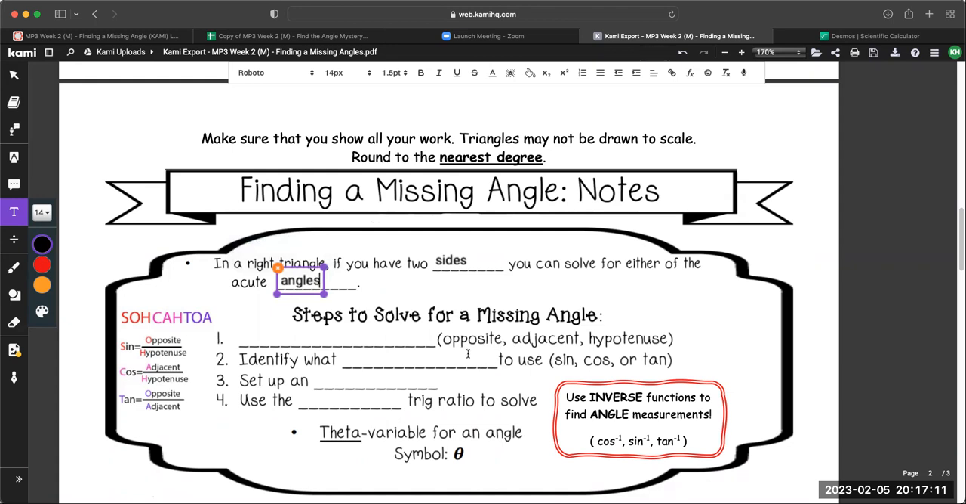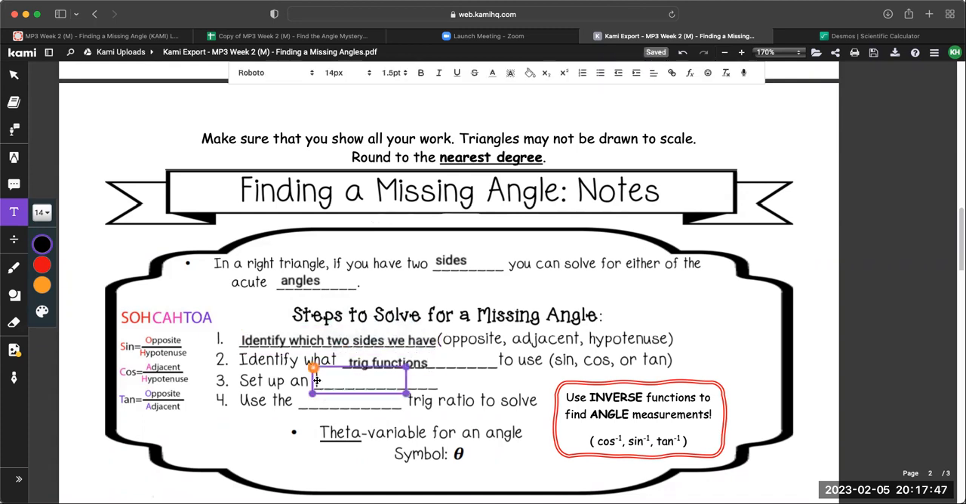All right, so first we need to identify, please fill in the blank ones, either the opposite, adjacent, or hypotenuse. So identify which two sides we have. That's what we'll say. Identify which two sides we have. Then identify what trig functions to use, right? We're going to use sine, cosine, or tangent.